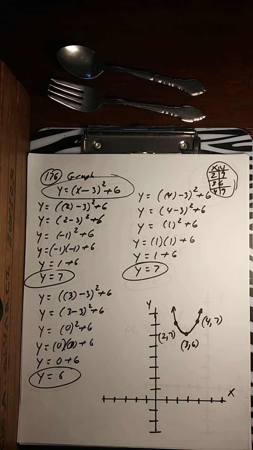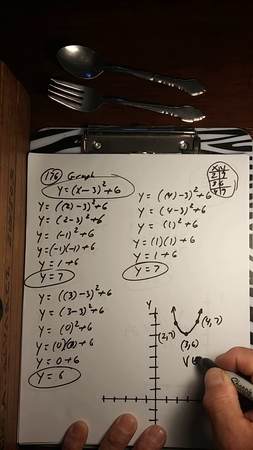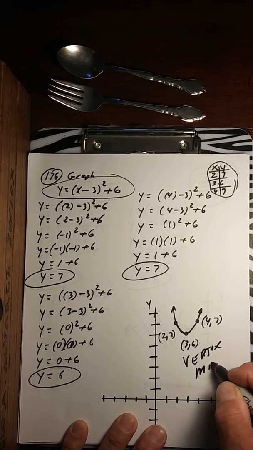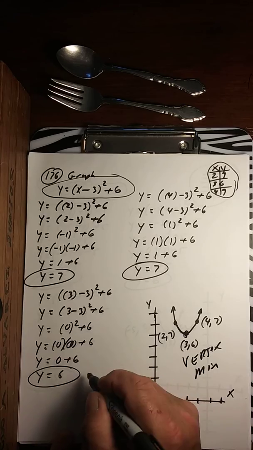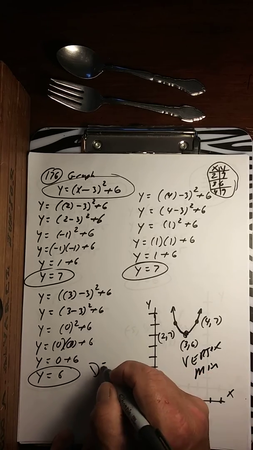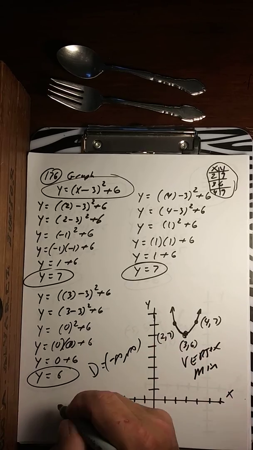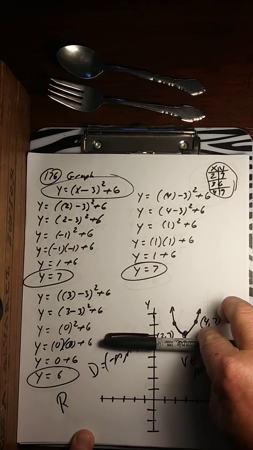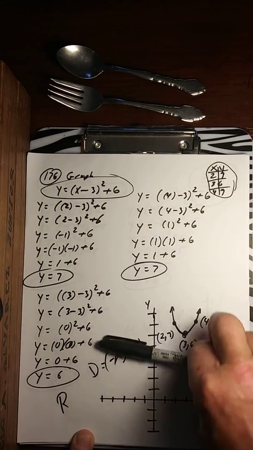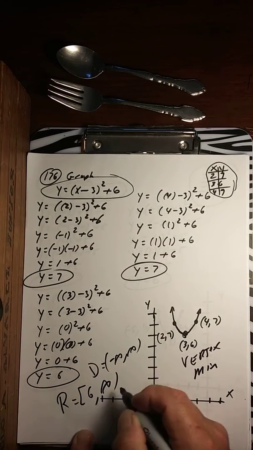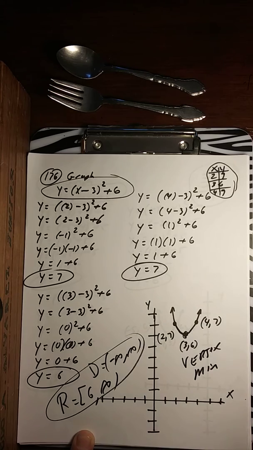And again, this is the vertex if you want to know. And this is also a min right there. Also, domain. What's the domain? It looks like it's going to be negative infinity to infinity. And the range is going to go from 6 up. From 6 to where? Infinity, like that. So there's domain and range for this guy.